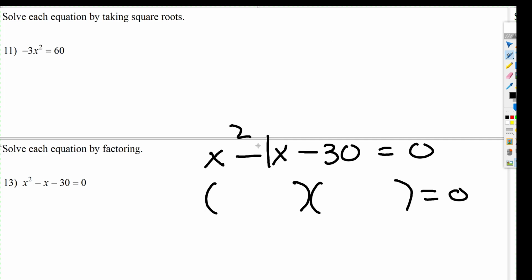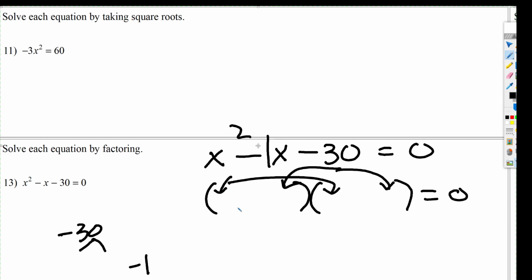All right, so we're going to take factors of 30 that add up to negative 1, and factors of x squared, so x and x. Factors of 30, so like negative 30 and 1, negative 15 and 2, negative 10 and 3, negative 6, 5. So x, when you add negative 6 and positive 5, you get negative 1. But we factored, now we have to solve.